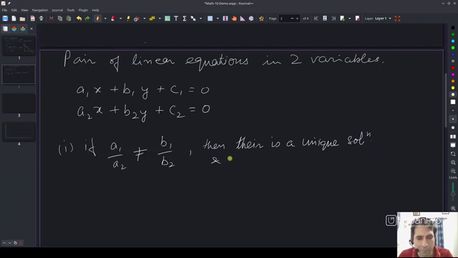And the lines representing these equations will intersect.